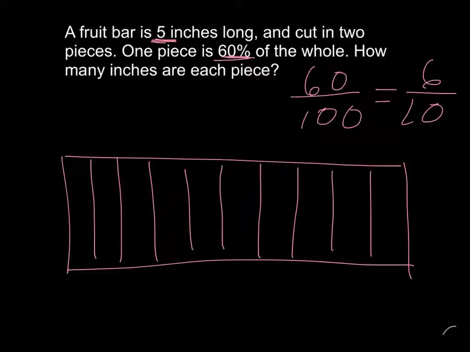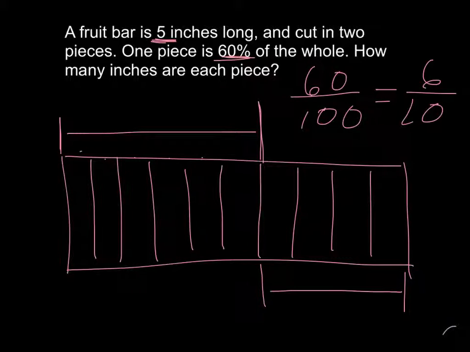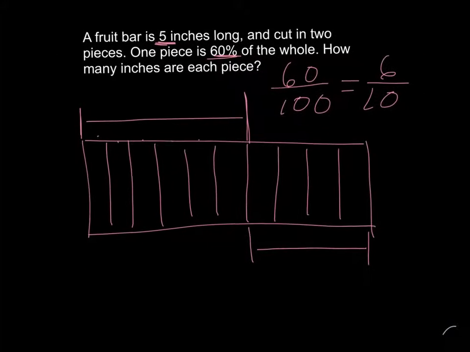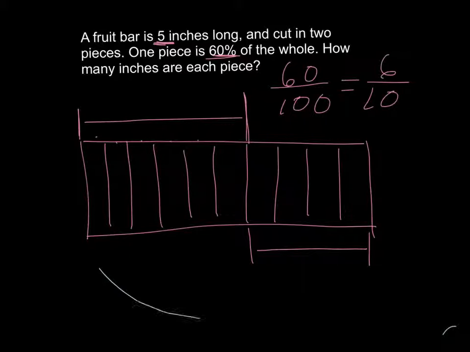And so now if I know that 60% of that whole is one piece, I'm going to start to segment those off. So now I have 1, 2, 3, 4, 5, 6. That's my one piece. And then my second piece is the remaining 4 pieces out of the 10. Now I know that the entirety of this fruit bar is 5 inches long.